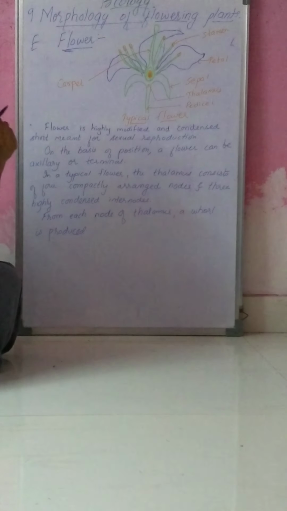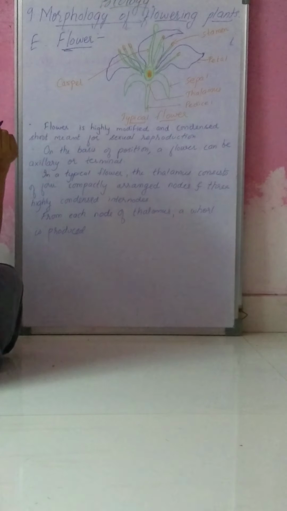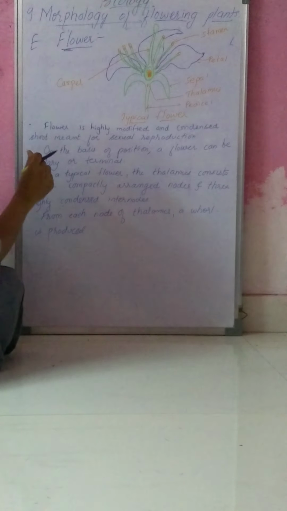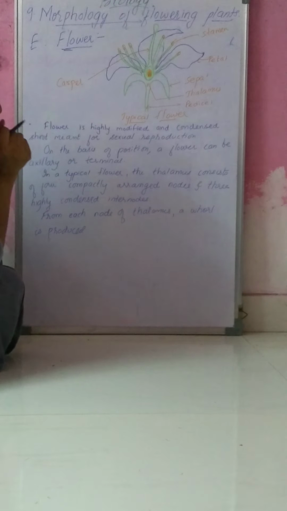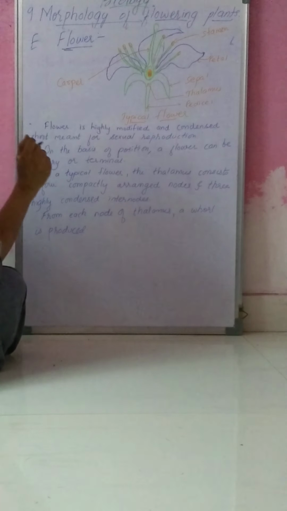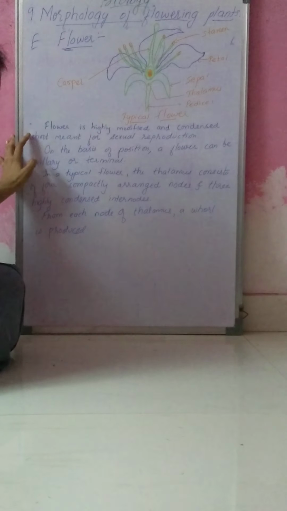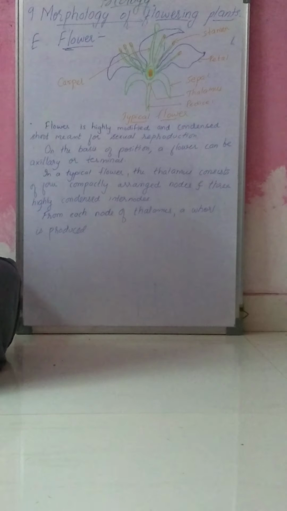Flower is the main sexual part of a plant for reproduction. Okay? With the help of flower, sexual reproduction takes place. Flower has the gametes, that is male gamete and female gamete. With the help of these, sexual reproduction takes place. Okay? So what is flower? Flower is a highly modified and condensed shoot meant for sexual reproduction.